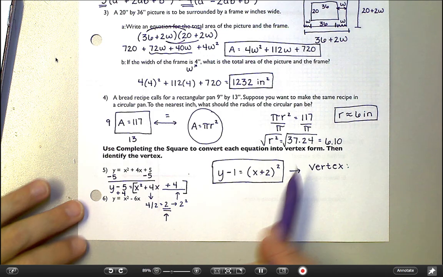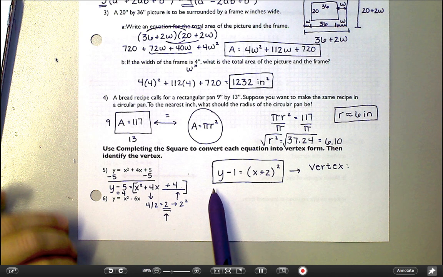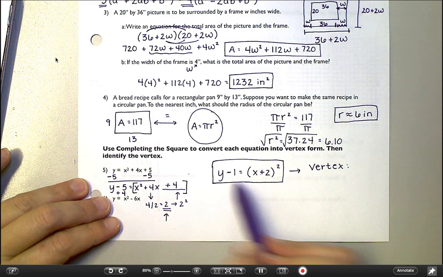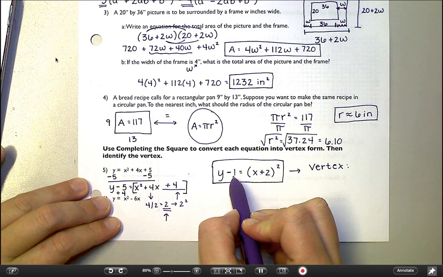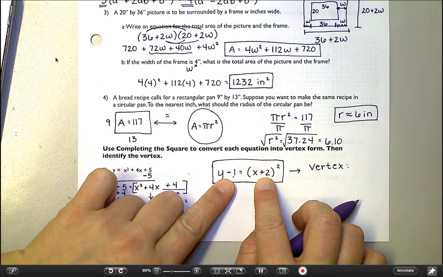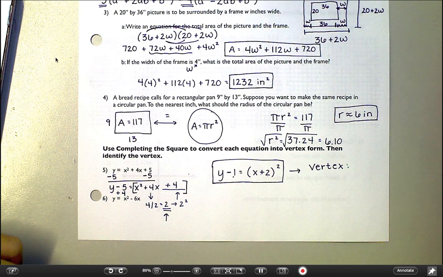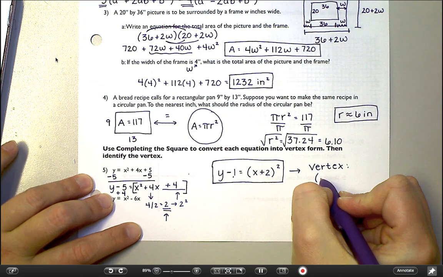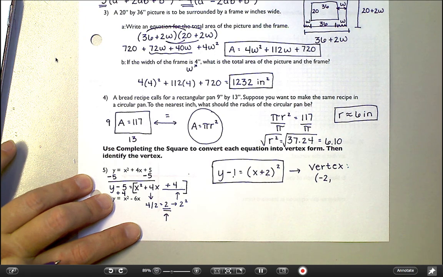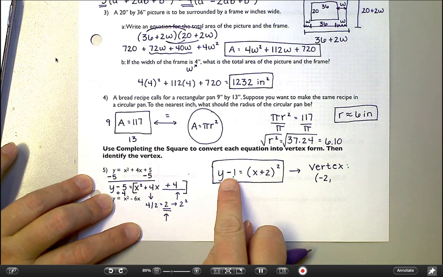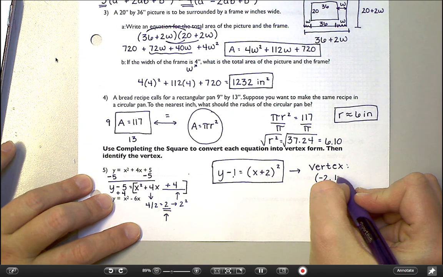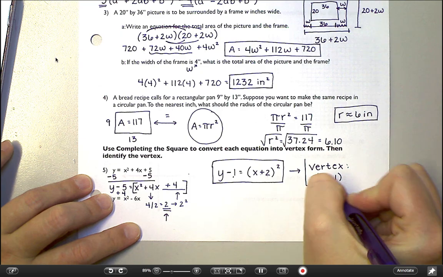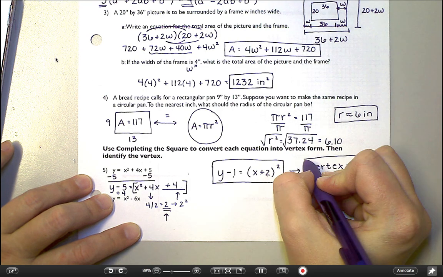Okay, sorry about that, guys. So the vertex for this equation, remember this is h and this is k. In the equation form, the numbers look opposite from what they really are. So this plus 2 really represents a negative 2 when you're pulling the number out as the vertex. This minus 1 would really be a positive 1. So this parabola would have a vertex at negative 2, comma 1.